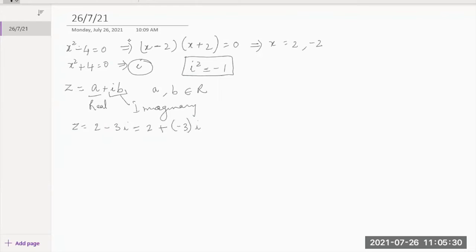You must remember that addition and multiplication are the two basic operations, and subtraction and division are derived operations. Although in our junior classes we have been saying plus, minus, multiplication, division as the operations, now as you go to higher classes you become more precise and conclude that minus and division are derived operations. So 2 − 3i has been written as 2 + (−3)i, where both 2 and −3 are real numbers.